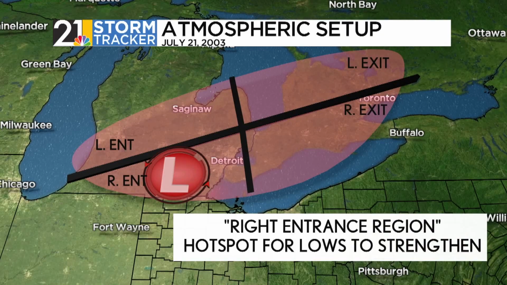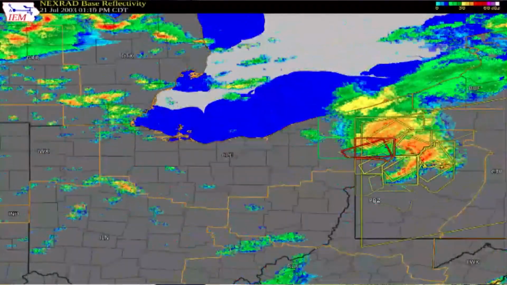Now, think to yourself, what are low pressure systems? They're areas of converging air. See where this is going? The low pressure was strengthening. And the radar picture on this day showed a similar story.